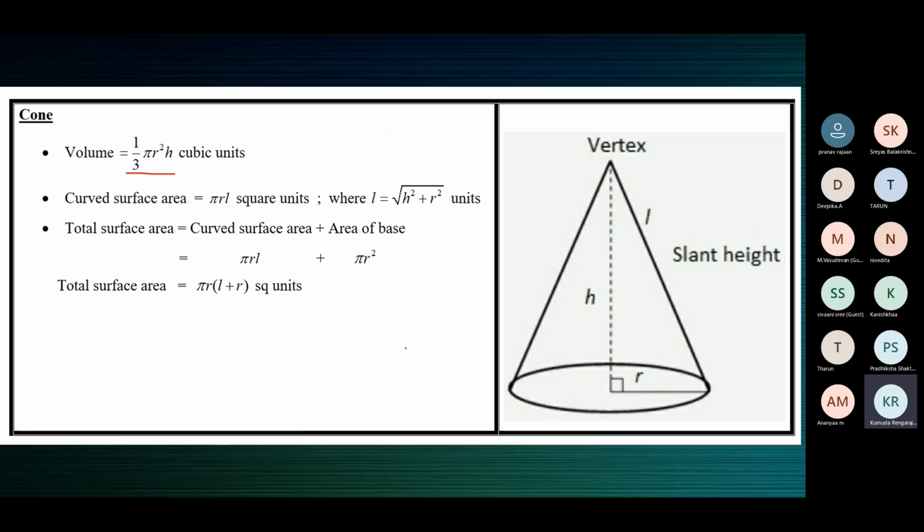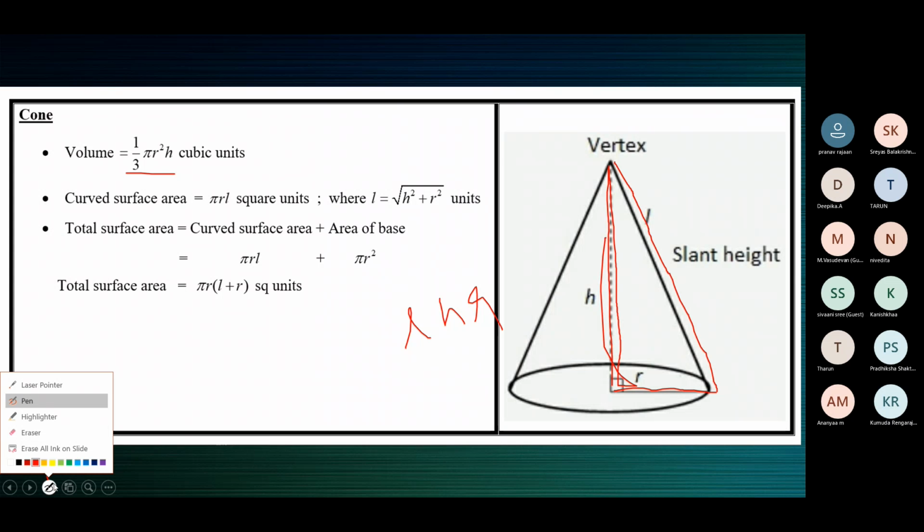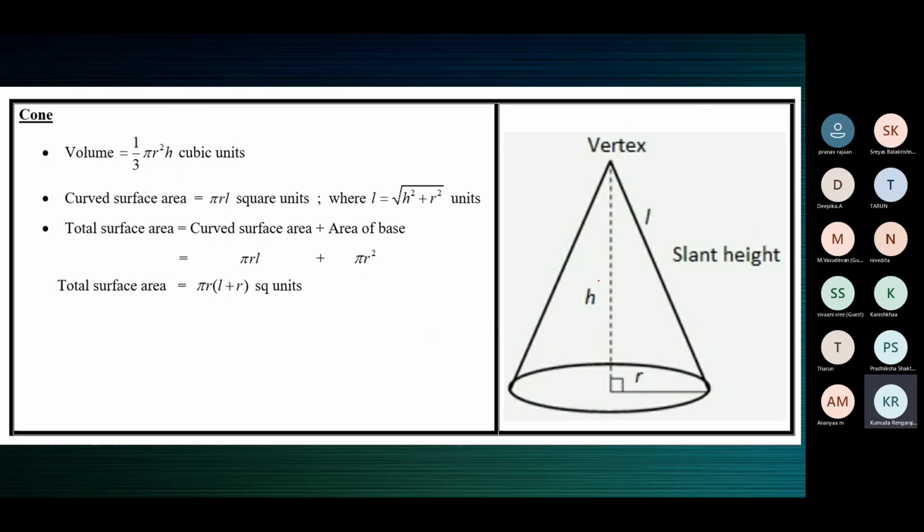I was telling you about l, h, and r, children. R is the radius of the circle. Height is the height of the cone. When we say height, it's the perpendicular height. Slant height is this height, the slant height of the cone. When we take up these three line segments, they form a right circular cylinder.